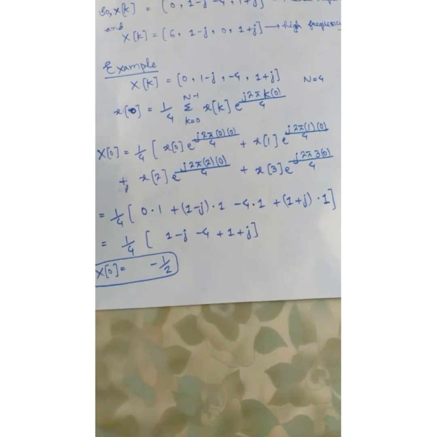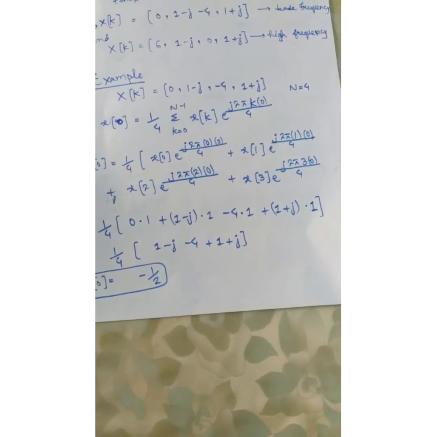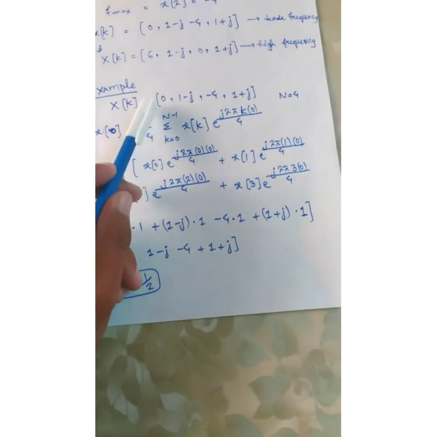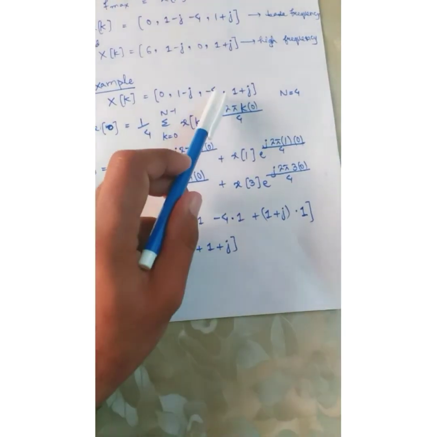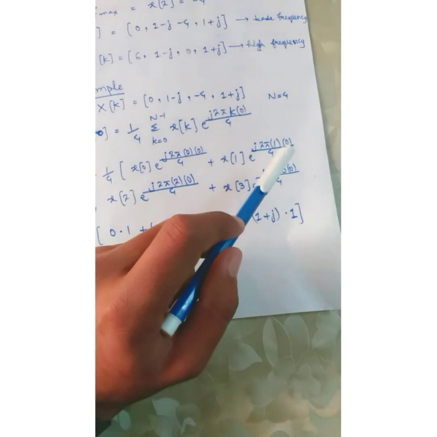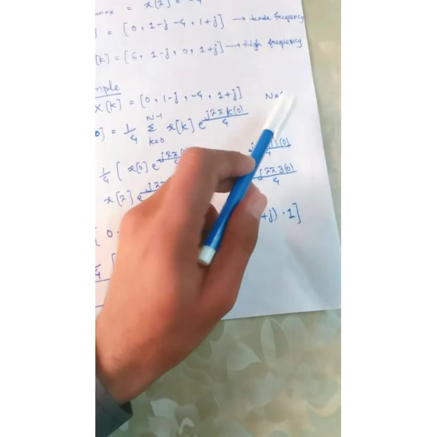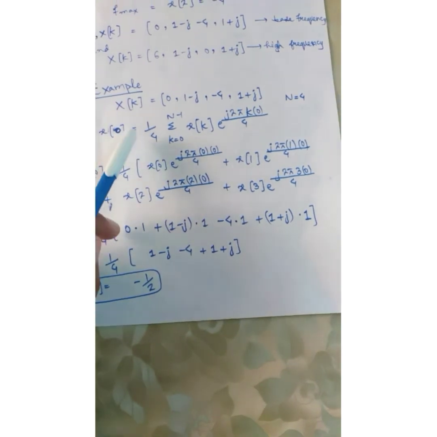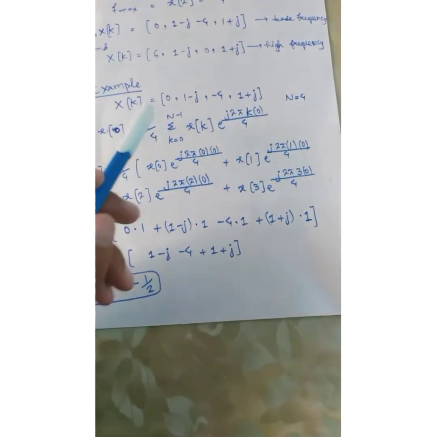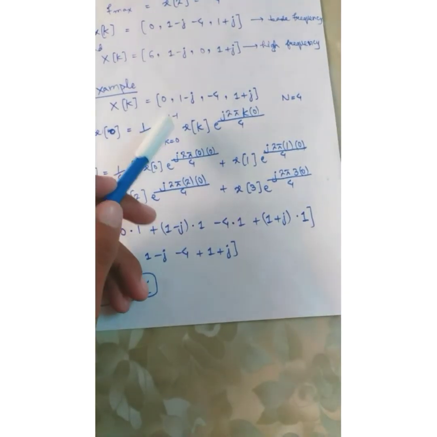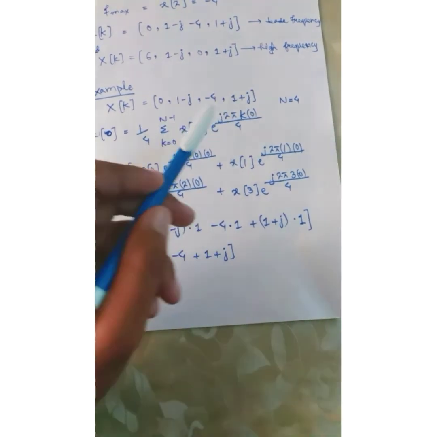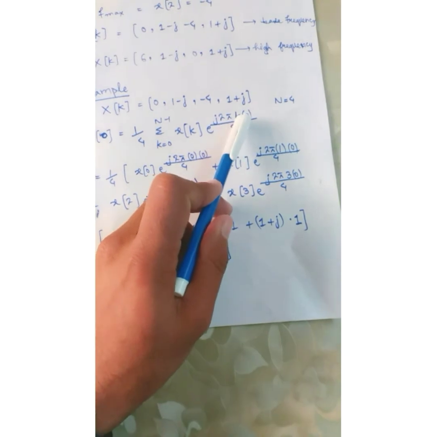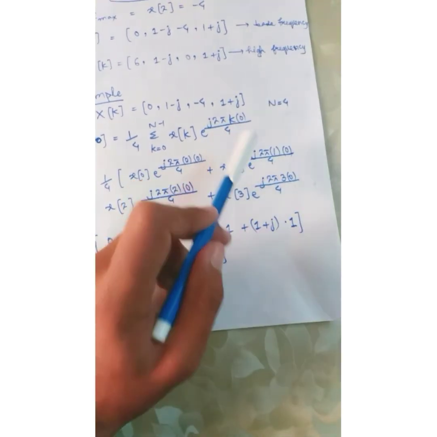Now let's consider another example in which we are going back to the time domain. Consider signal X of k is equal to 0, 1 minus j, minus 4 and 1 plus j. In this case N is equal to 4. First of all we will find x of 0, that is equal to 1 by 4 summation k is equal to 0 to N minus 1 X of k e power j 2 pi k 0 by 4.